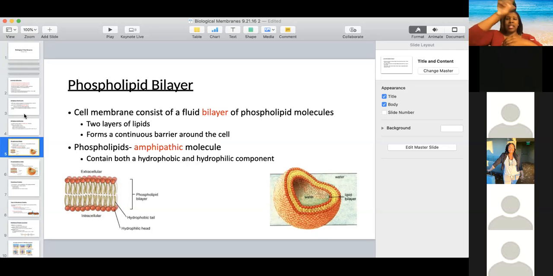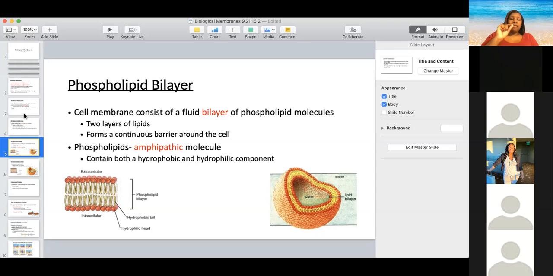So this cell membrane, even though we often see it in kind of that 1D structure where we might just draw our line on the board and say this is our cell, well, that thin line, if you looked at it from a three-dimensional standpoint, it's two layers of lipids interacting together, forming that barrier. And so the cell membrane consists of a fluid bilayer of phospholipid molecules. So we have two layers of lipids that are forming this continuous barrier around the cell.